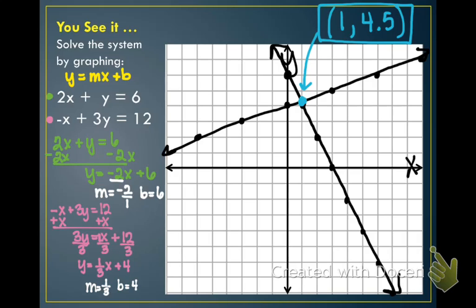Okay, so again, the steps. You're going to put each line into slope-intercept form. You're going to graph each line. Make sure you pay attention that your y-intercept is on the vertical y-axis and that you pay attention to positive and negative slope. Then you're going to see where the two lines cross, and that's going to be your solution. Don't forget to label that ordered pair.